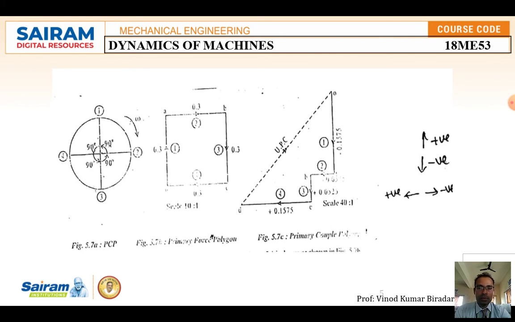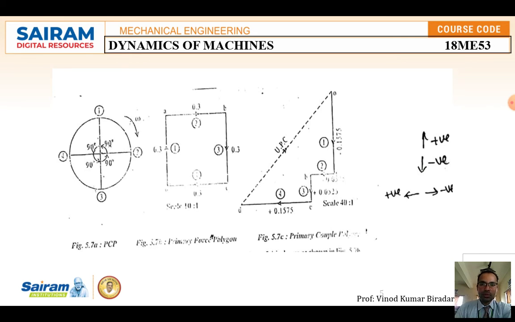primary force polygon and primary couple polygon and the rotation of the crank position. So here the first diagram, figure A, shows the position of the crank rotation. 1 to 2 the angle in between is given as 90 degrees, 2 to 3 is 90 degrees, 3 to 4 is 90 degrees and 4 to 1 is 90 degrees. Based on the given data, you are going to construct a rough sketch, with angular velocity omega rotating in the clockwise direction.